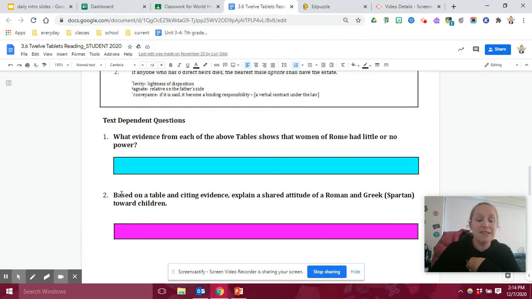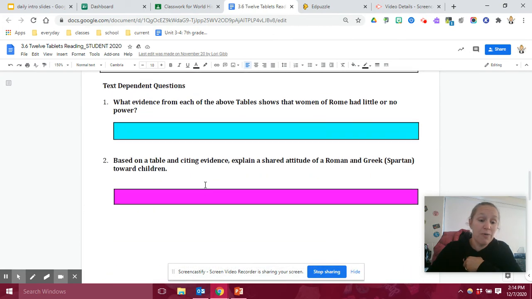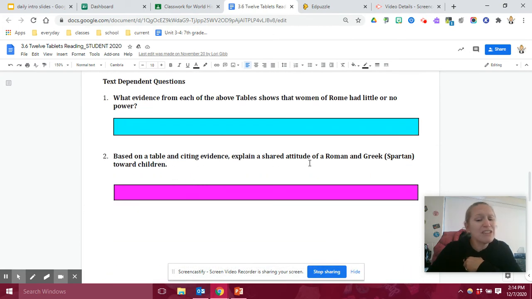Then it says, based on the table, citing evidence, explain a shared attitude of Romans and Greek Spartans towards children. So you're going to come up here and read. You can see in this table it talks about what we learned in Sparta as well. A notably deformed child shall be killed immediately. Remember, the Spartans left any babies that didn't look strong enough on the mountainside to die. So for this one, what's the shared attitude that Romans and Greeks had towards children? You're going to type it in that box here.